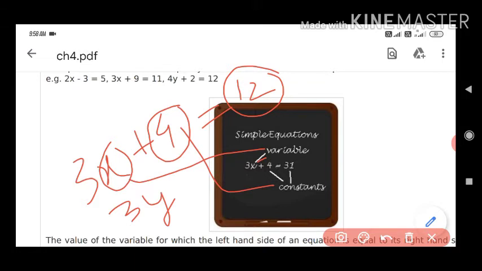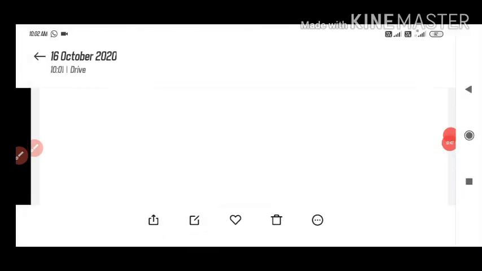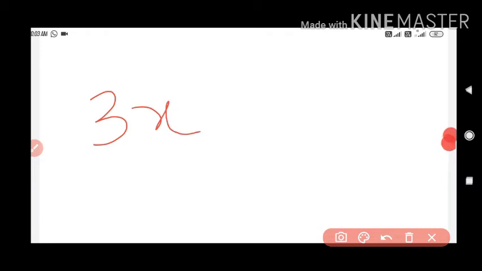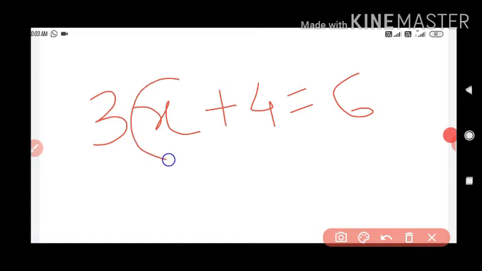Now come to the next point. Suppose now I will give one example: 3x plus 4 is equal to 6. Now how will you find the solution? This is a variable, isn't it? So we don't know the value of this. So how will you find it? How will you solve this equation?